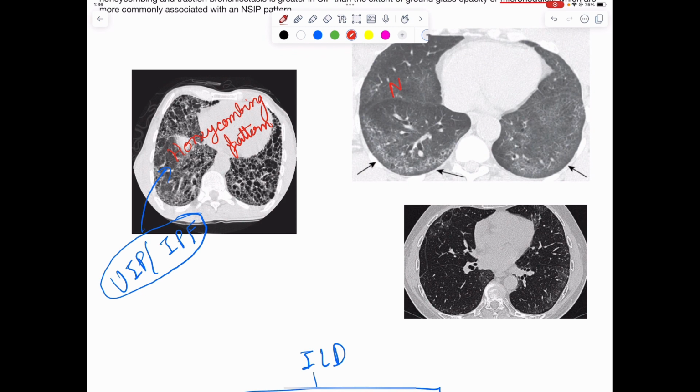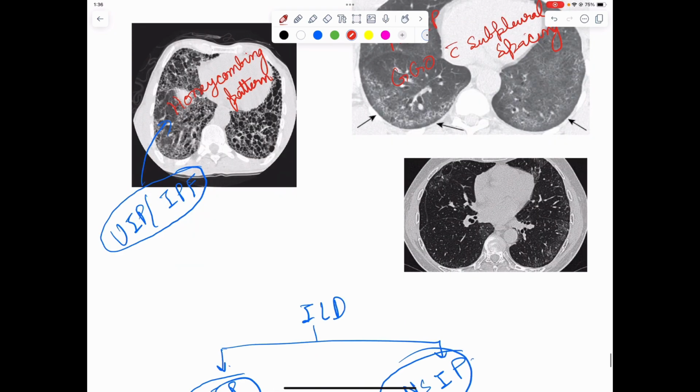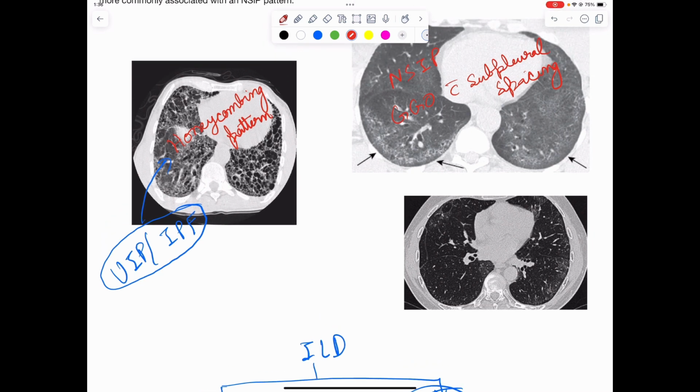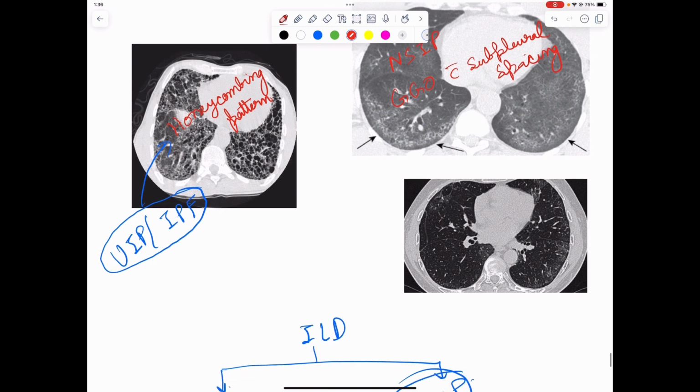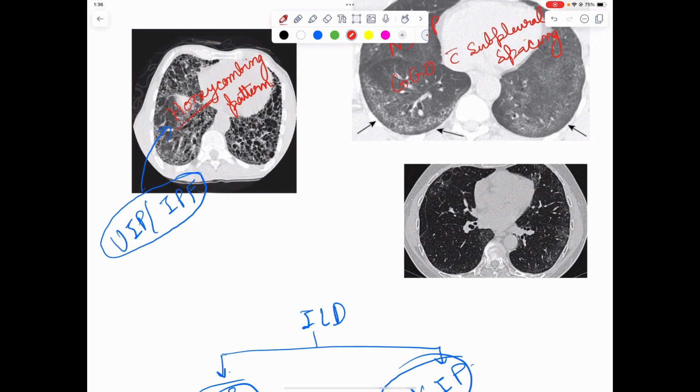Now in NSIP, we have ground glass opacity with subpleural sparing. So just remember that UIP, IPF is honeycombing pattern, and NSIP is ground glass opacity with subpleural sparing. Now you can see honey is used for boosting the immunity in our traditional home practices. So who needs to be boosted immunity? The elderly individual. Now the elderly individual should be given immunity.